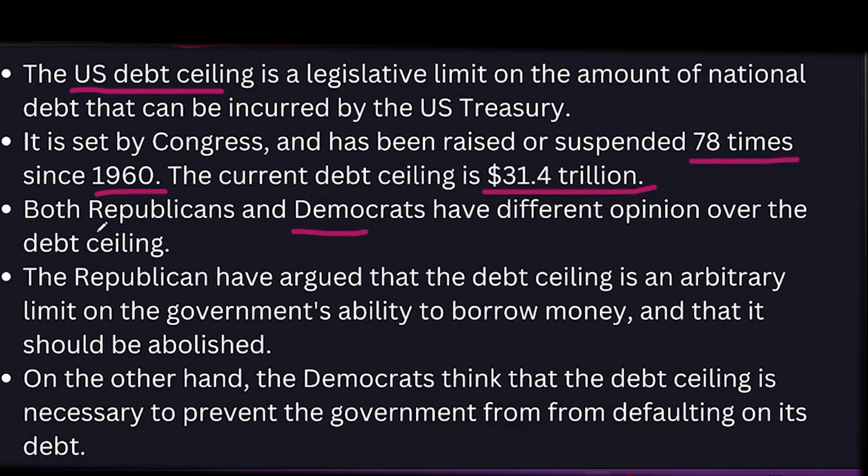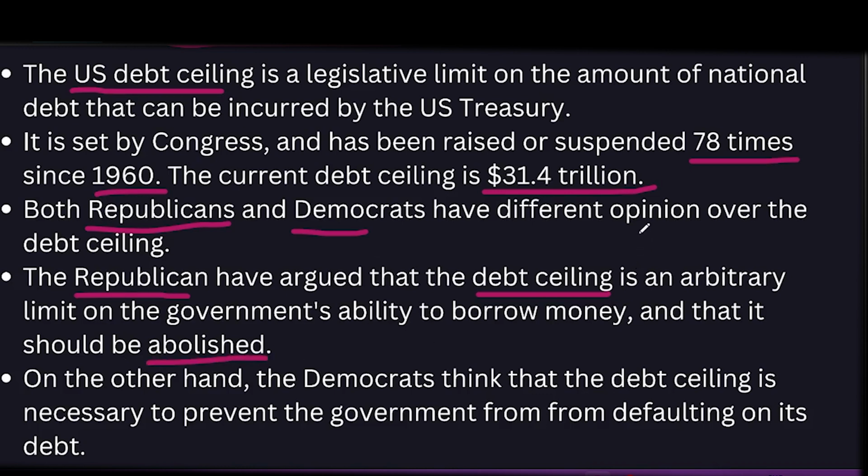Both the Republicans and Democrats have different opinions over what is going to happen with the debt ceiling. Republicans think that the debt ceiling is a useless thing because the government must have the ability to borrow as much money as it should, and it should be abolished.